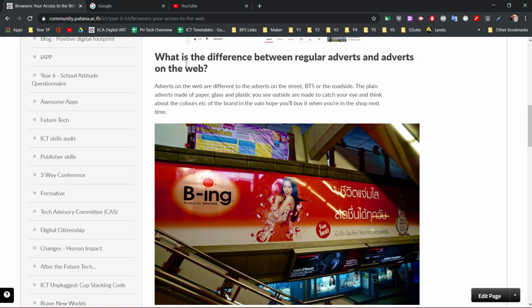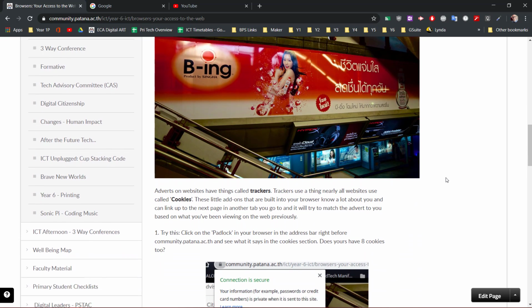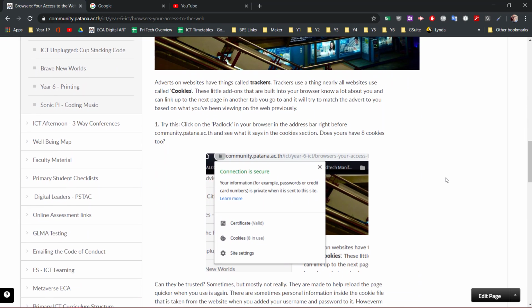So there's something that we need to understand. What is the difference between regular adverts and adverts on the web? Well, when you're looking around Bangkok, which is where we are right now, it's like any city. There are lots of adverts like this that are a few colours, and there's a slogan generally. Who is it produced by? Who's trying to get your attention here? It's for a very short period of time, but these colours, they're trying to persuade you to buy this drink and try it out whenever you go to 7-Eleven. And it's in this vain hope that they can get you to buy their product.